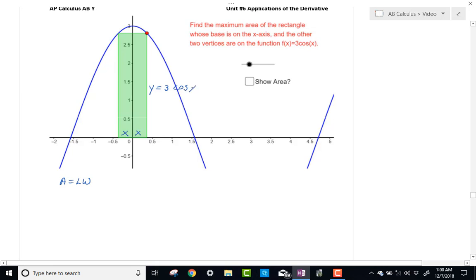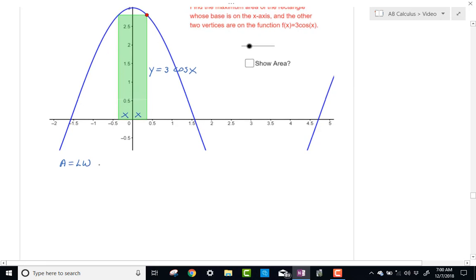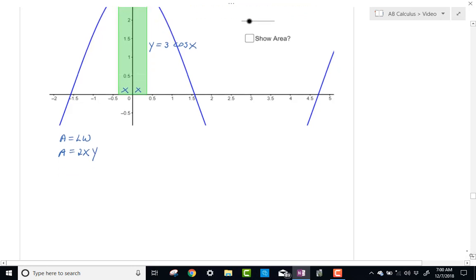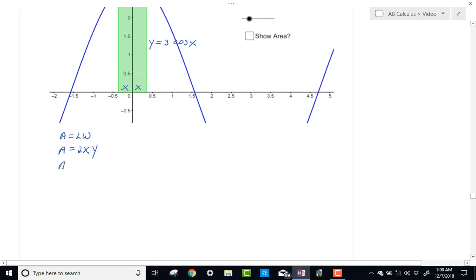Okay, so when I go to set up my formula this time, I'm going to have area equals length times width. My area becomes the length, which I'm going to call the bottom. It doesn't matter, you can do either one. But my length is going to be 2x, and my width is going to be the y value. And immediately what I'm going to do here is replace y with 3 cosine of x. And now my equation is all in terms of x.